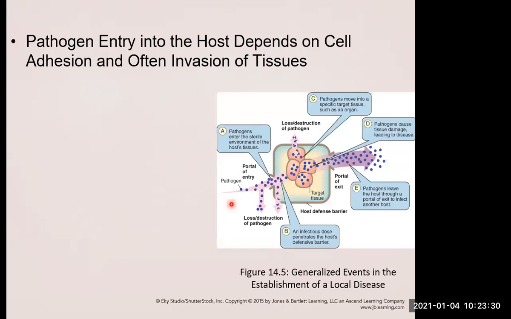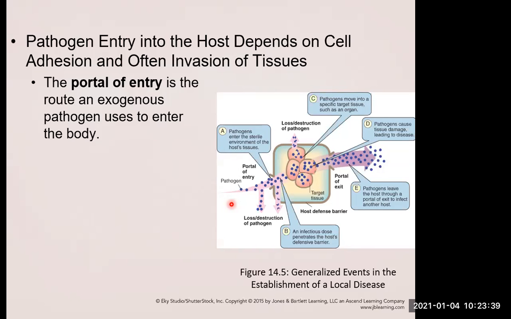All right. This is figure 14.5 we were at about 10 minutes ago. Keep in mind, for an infectious agent, for a microbe to cause an infection, it has to either get on or into a cell. So this portal of entry is how an exogenous pathogen is going to enter the body. So that's A right here.